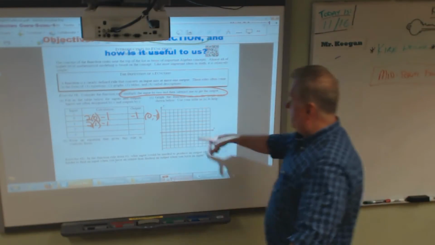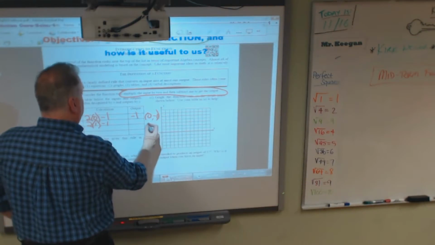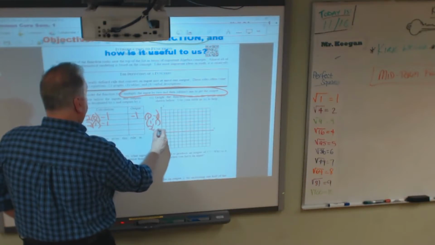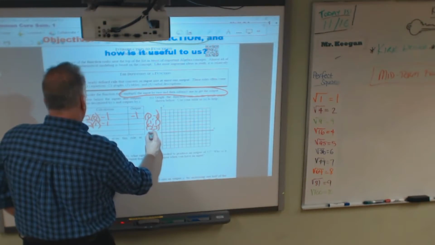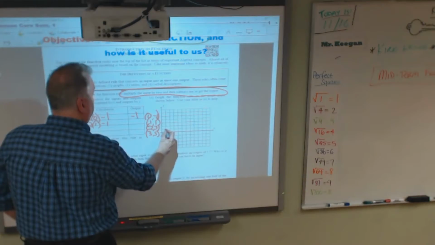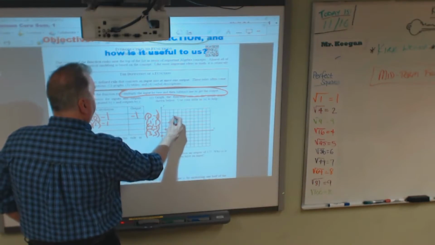And after you're done, you're gonna plot these, right? So the first point is 0, comma, -1. The second one is 1, comma, 1. The third one is 2, comma, 3. And then 3, comma, 5.